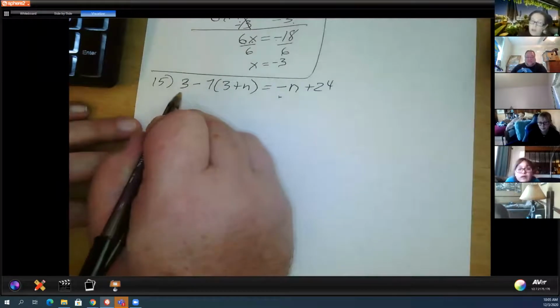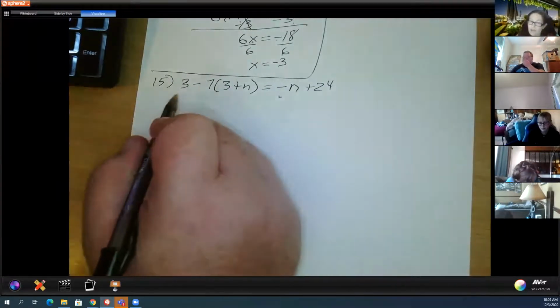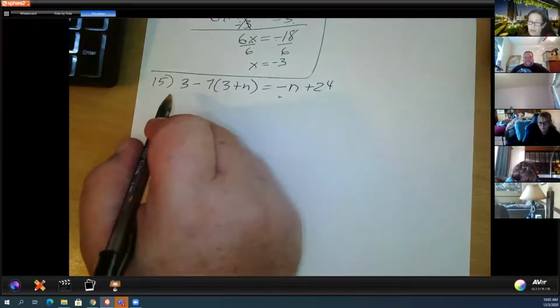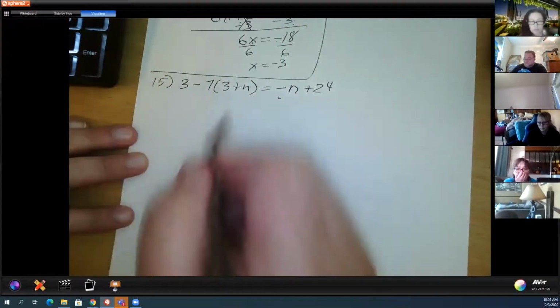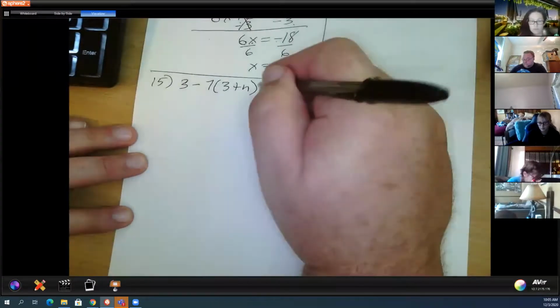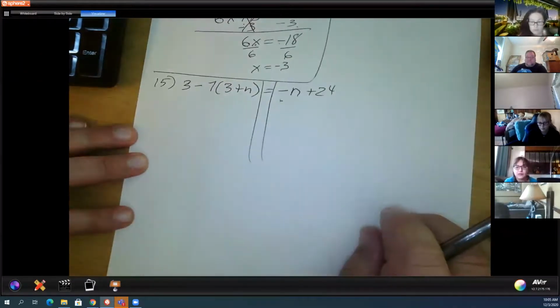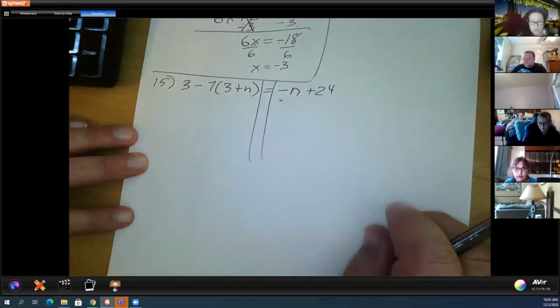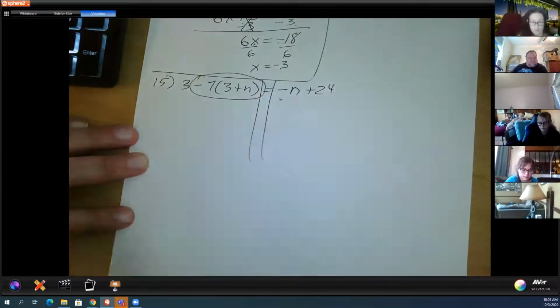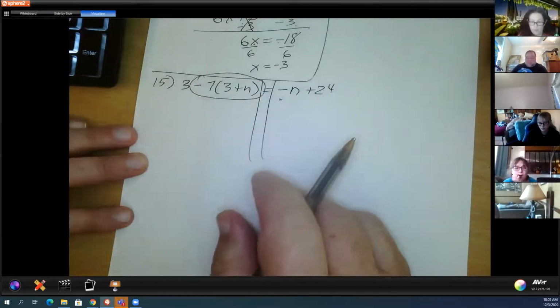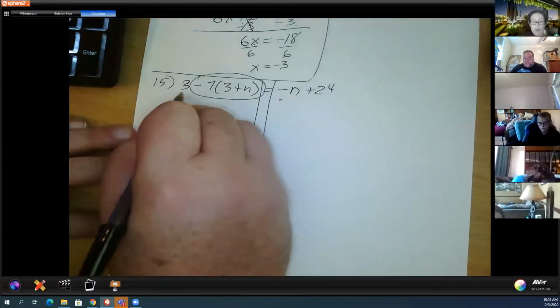Now, does someone want to try to help Mr. Easley find that first step? What is he going to do first, guys? Peyton? I think you are going to split it where the equal sign is, and then start off with the 7, and then the parentheses 3 plus n. Yep, awesome. That's called distributing.